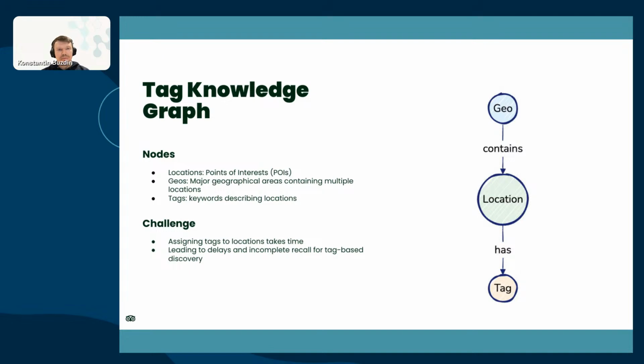And there are challenges with managing this data set. There is a process which decides which tag should be connected to which locations, and this process takes a lot of time. As a result, these delays result in incomplete recall, and sometimes we're not able to retrieve all the relevant locations because some of them are just missing tags.